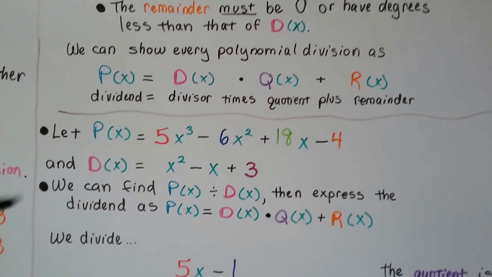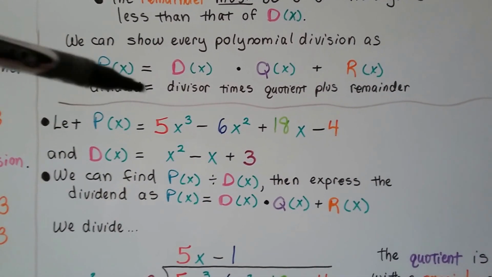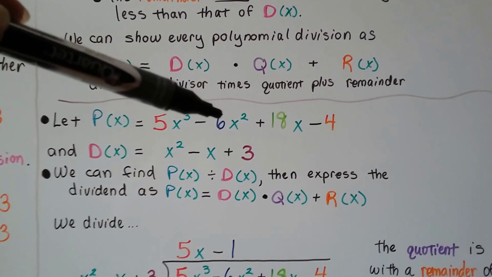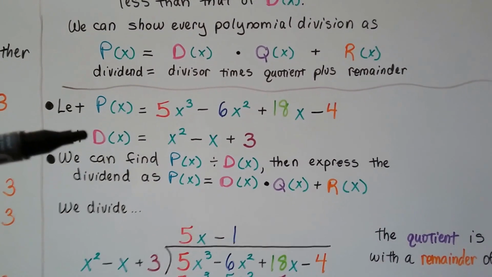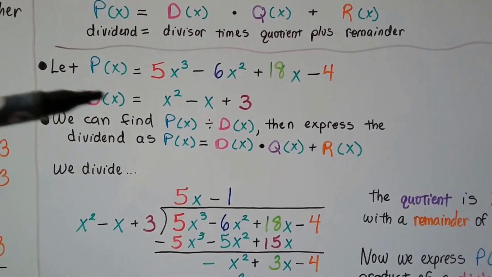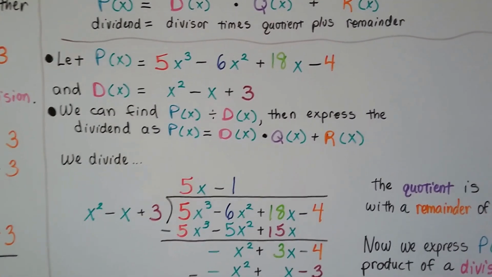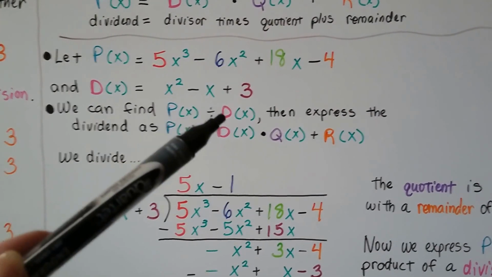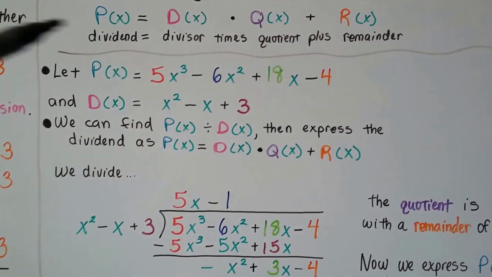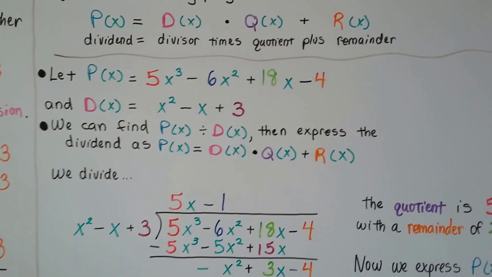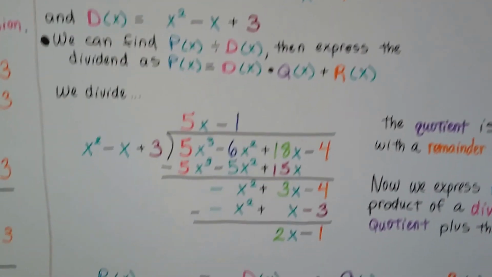So we're going to let p of x equals 5x to the third minus 6x squared plus 18x minus 4. That's going to be our polynomial, and here's going to be our divisor, d of x. It's going to be x squared minus x plus 3. And we can find p of x divided by d of x and then express it this way, as a divisor times the quotient plus remainder is going to equal that dividend, all right? So we're going to divide.